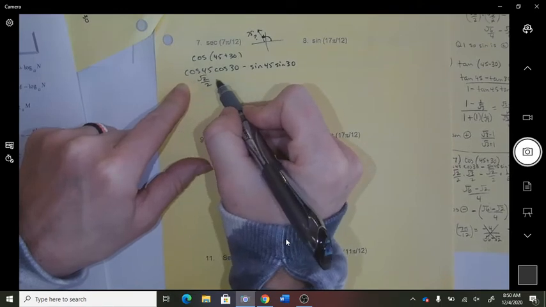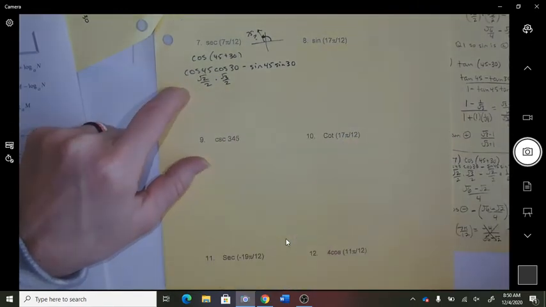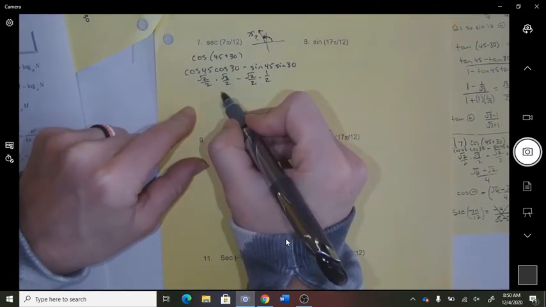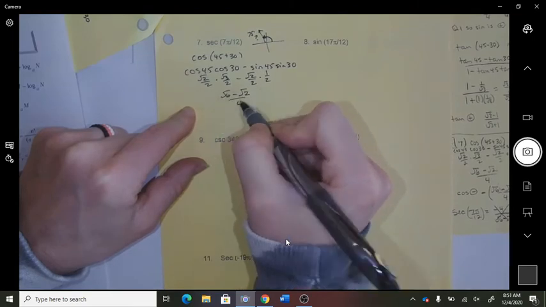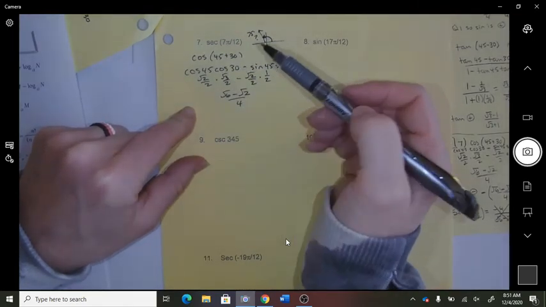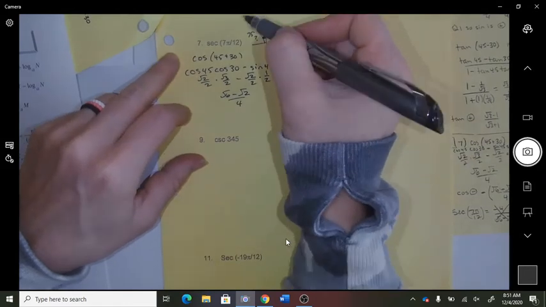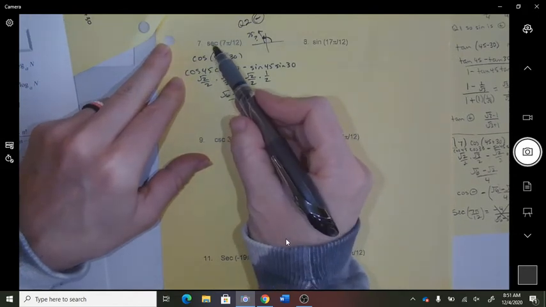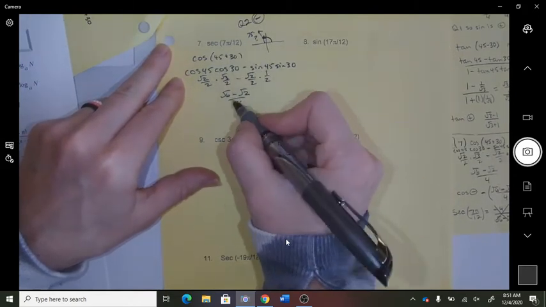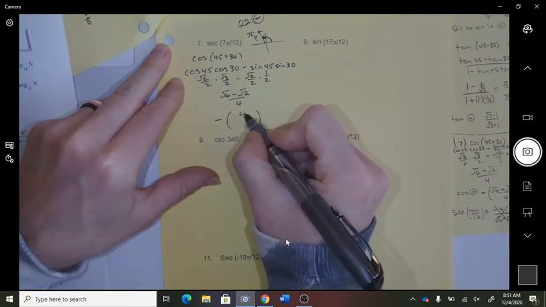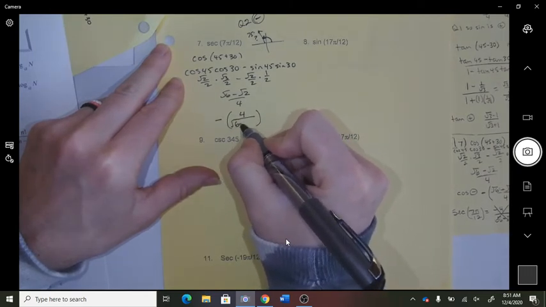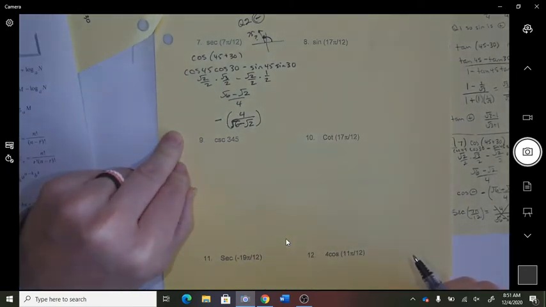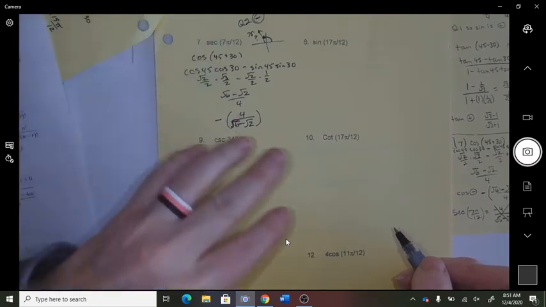Okay, so root 2 over 2, root 3 over 2. Using those values that we've already predetermined, root 2 over 2 and 1/2 is root 6 minus root 2 over 4. Okay. Now we have a couple things. This is quadrant 2, so cos is negative. And because we're doing secant, we're going to flip. So negate and flip. Okay? Cos is the flip of secant.